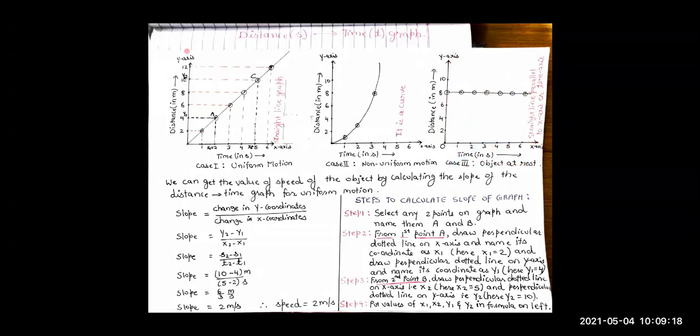So again, we are going to draw the y-axis and x-axis, and this point is our origin. On the y-axis, we are putting distance. So we have put the distance as 2, 4, 6, 8, 10, 12, 14 meters. And time we are putting as 1, 2, 3, 4, 5, 6, 7, 8 seconds, right? This is what we have plotted.